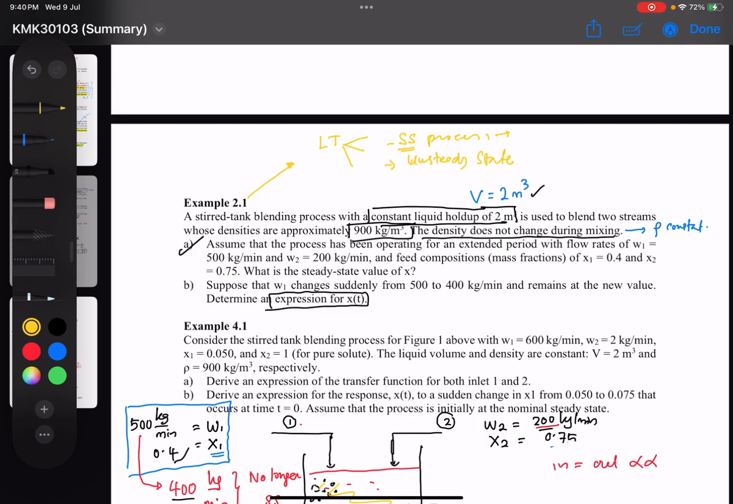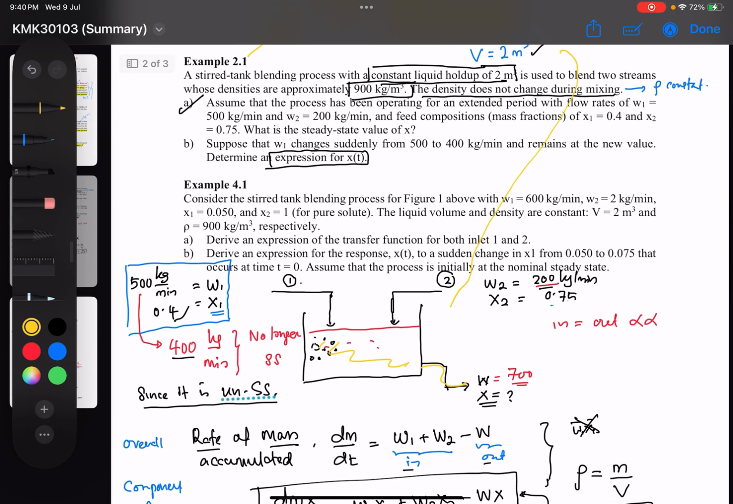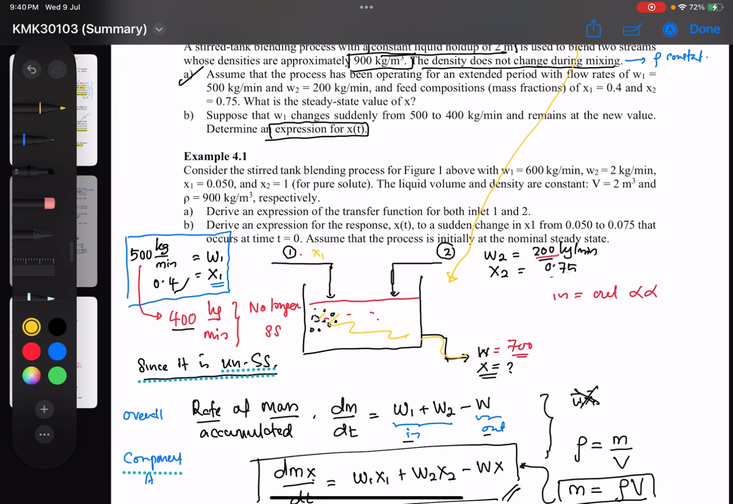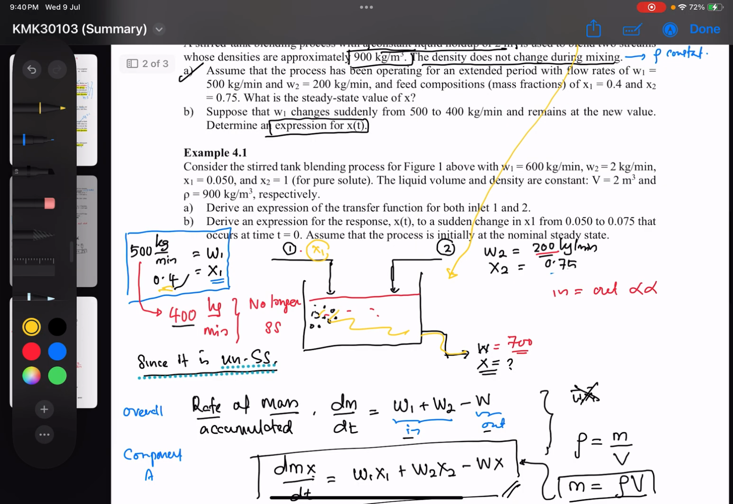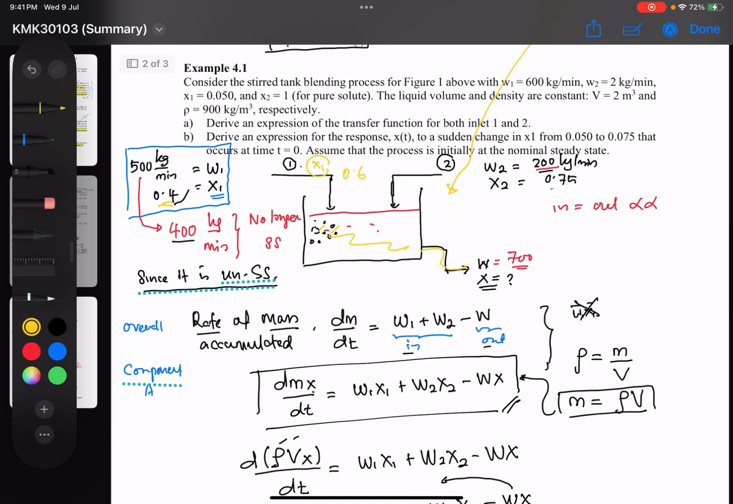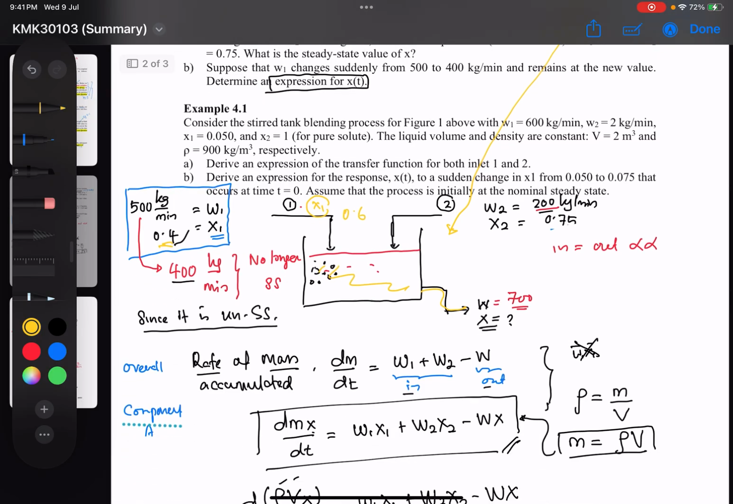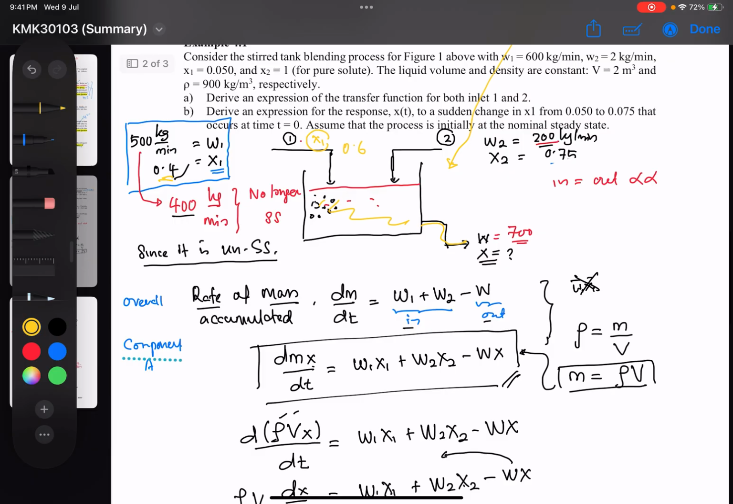Because of this unsteady state process, that is where process control is important, because we want to make sure that the value of the composition here doesn't change much. For example, you want to make sure that the composition is always maintained at 0.4. Suddenly, after some time, you notice that x1 has increased from 0.4 to 0.6. This is where process control comes into the picture. I think we are already done with example 2.1.